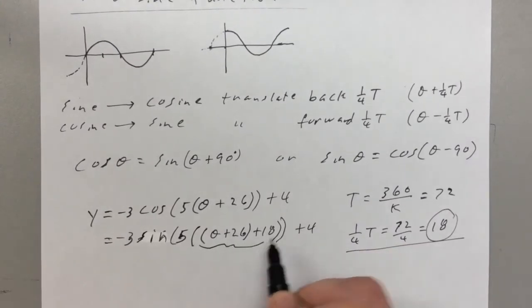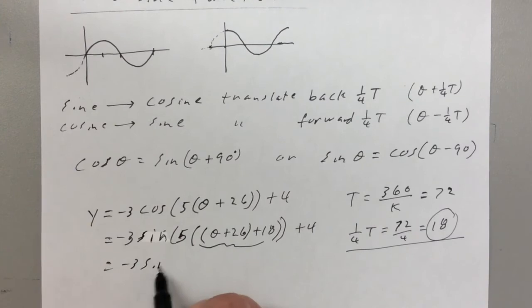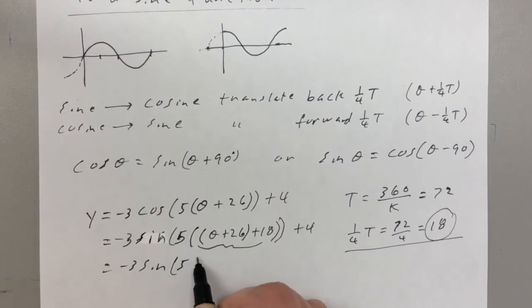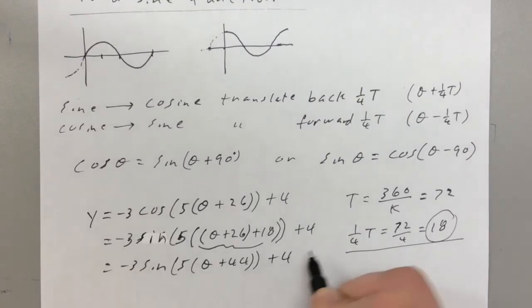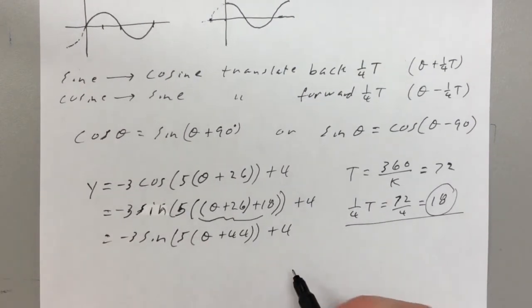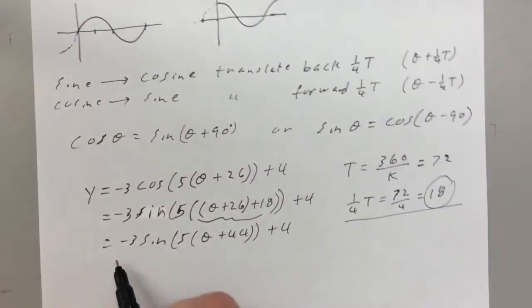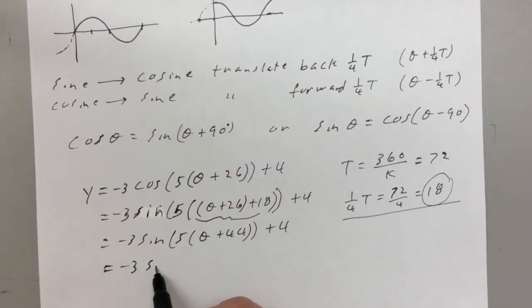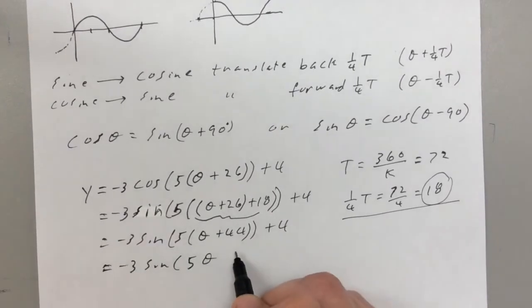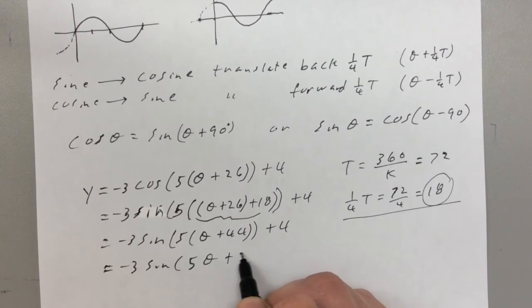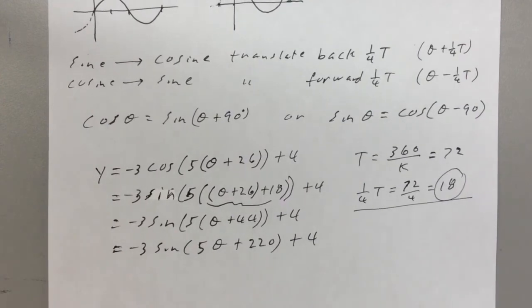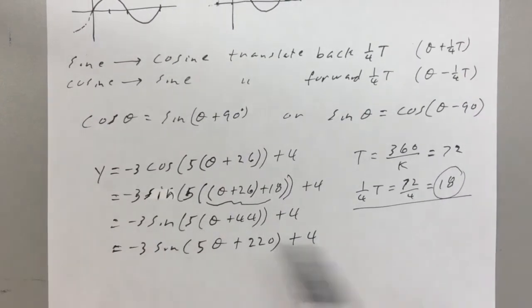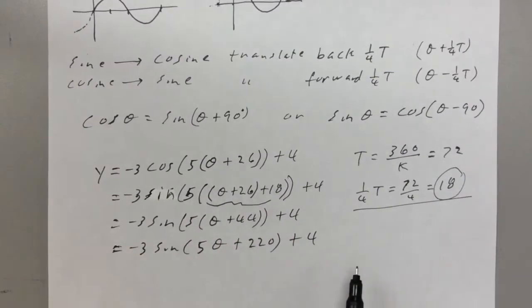Now this I need to work out as -3 sine 5 times theta, so 26 plus 18 is 44, okay, plus 4, and that's our function. Now if we want it in the original form where it's not factored inside, we just expand that out, -3 sine 5 theta plus 5 times 44 is 220 plus 4. Okay, so that's to get cos into a sine. We translated a 1/4 period forward.